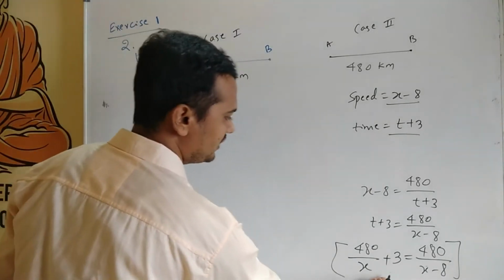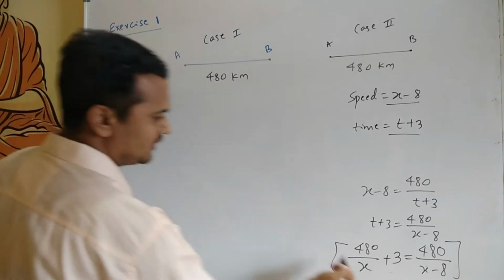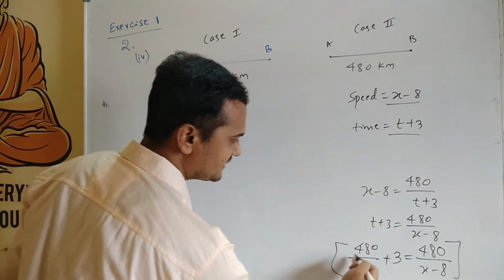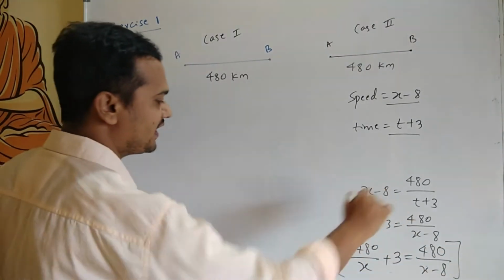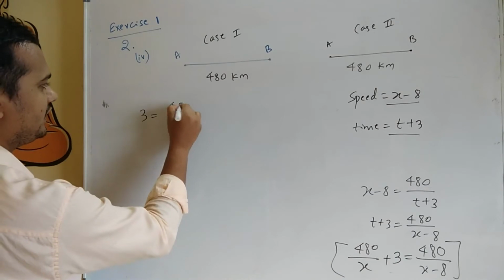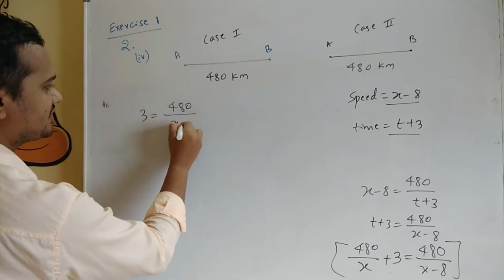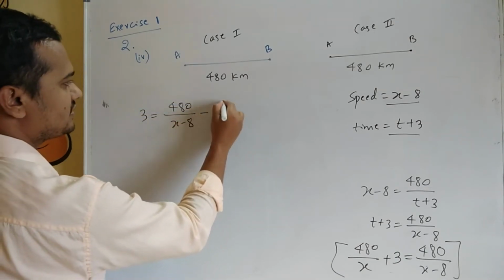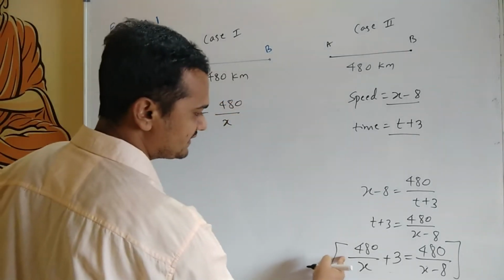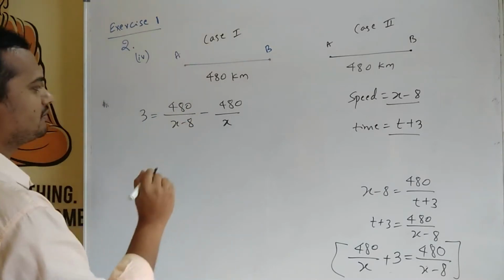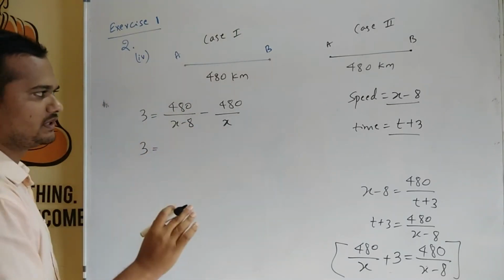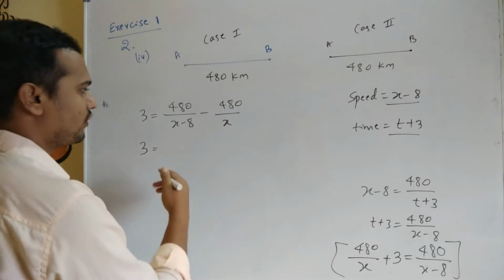So, from here, keep 3 here only. Just take this 480 by x to this side, that is to the RHS, then I will get 3 is equal to 480 divided by x minus 8 minus 480 divided by x, right? Here we have a plus sign. If I take it to that side, then I will get a minus sign, right? Then keep 3 as it is. See here, how to solve this one? I will simplify it for you guys.